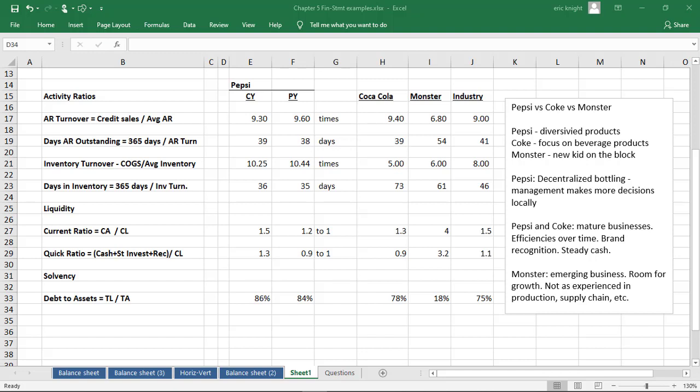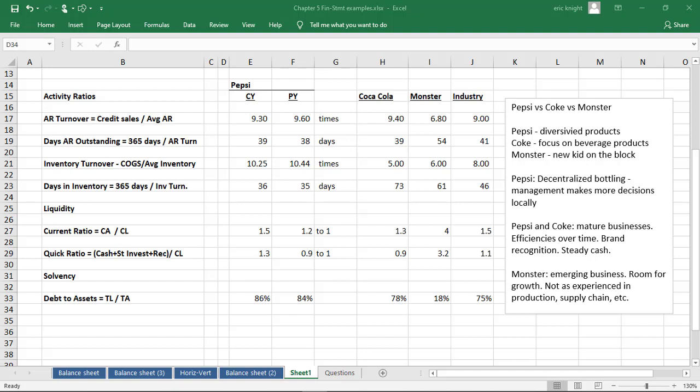The longer term organizations like Pepsi and Coke are able to support a bigger amount of debt financing. Monster, being a new kid on the block, has really covered its bases by lowering its debt financing, and that shows that Monster is definitely on the right track.